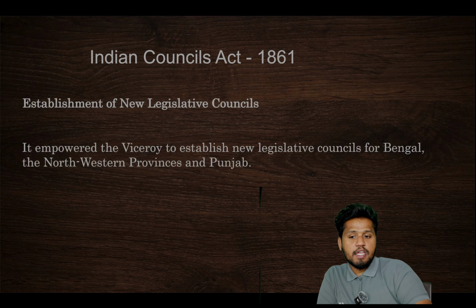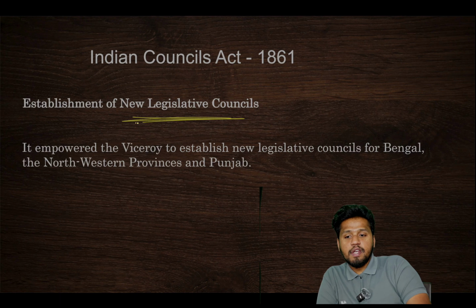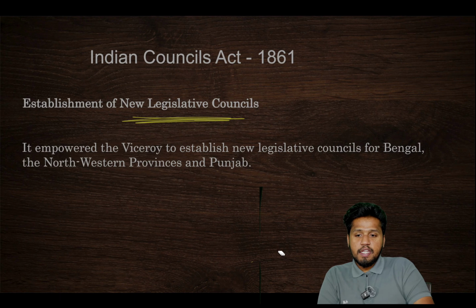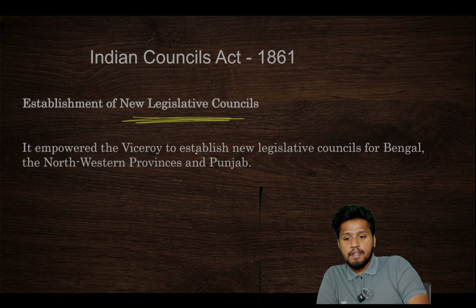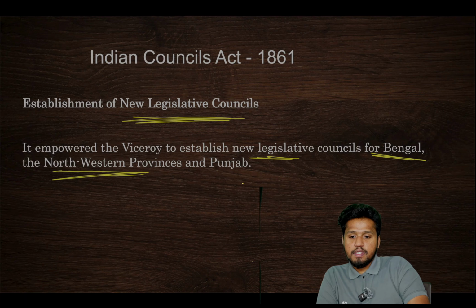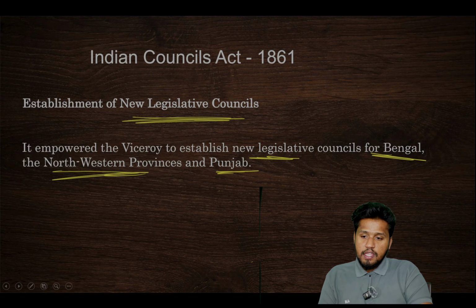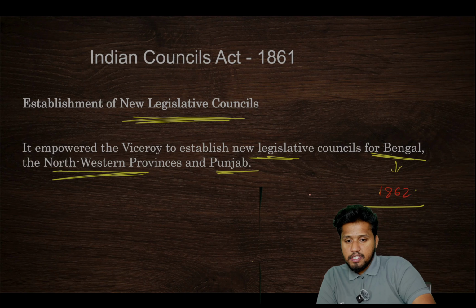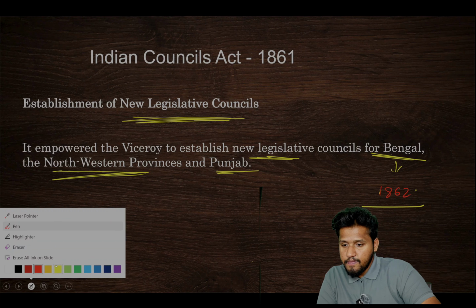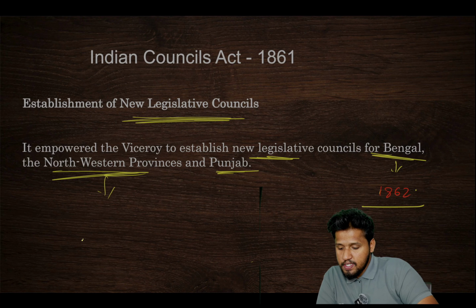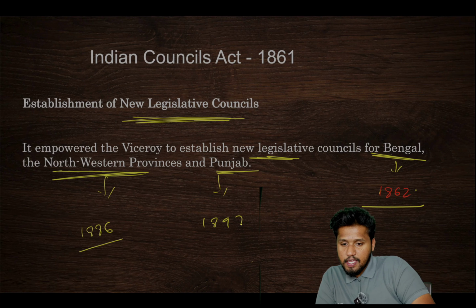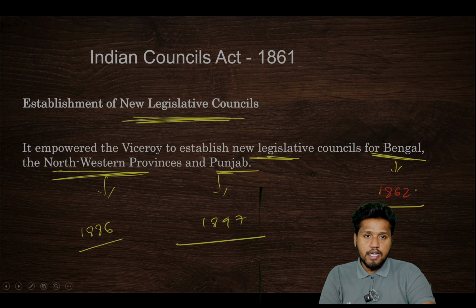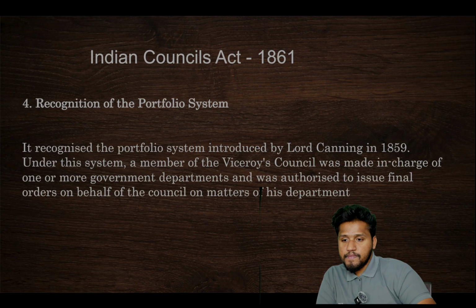The third important key feature is establishment of new legislative councils. This Act of 1861 empowered the establishment of new legislative councils for Bengal, Northwest Provinces and Punjab. They were actually established in the year 1862 in Bengal, in the Northwest Provinces in the year 1886, and in Punjab in the year 1897. The legislative councils were established.